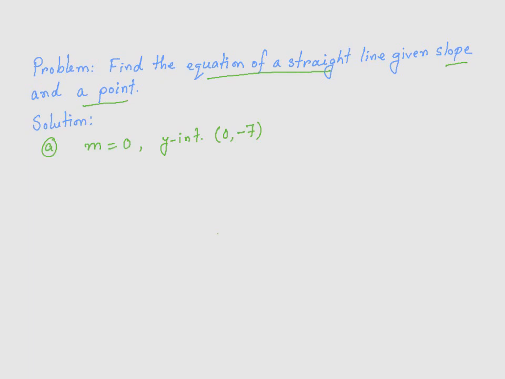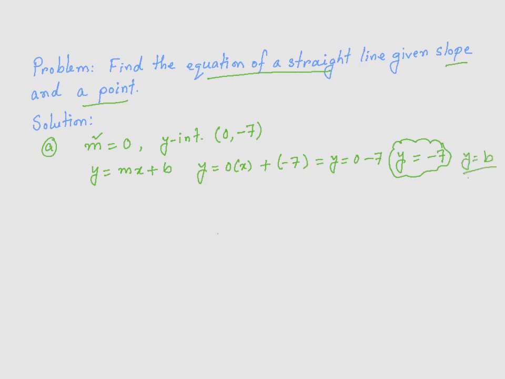Let's start off with the first case where the slope is 0 and the y-intercept is at (0, -7). As you know, the slope-intercept form of a straight line is y = mx + b. In our case, m is 0, so it's 0 times x plus b, but b is -7. So if I simplify it, it's y = 0 - 7, or y = -7. Now this is going to be the equation, but remember, this is of the form y = b, where b is a constant.